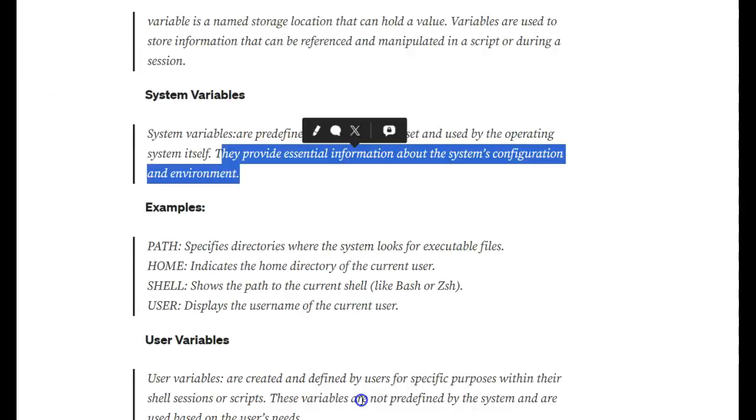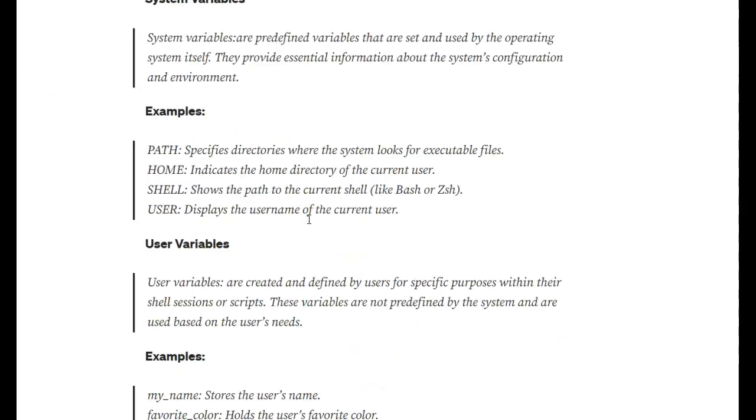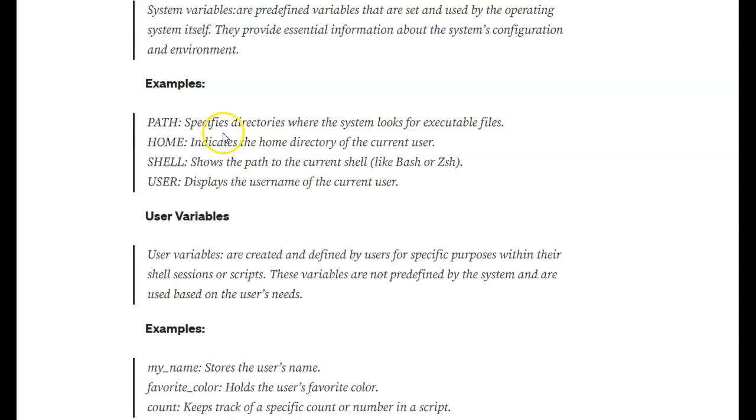Let's go back to the article. For example, here's PATH, which specifies directories where the system looks for executable files. HOME indicates the home directory of the current user. SHELL shows the path to the current shell. USER displays the username of the current user. There are many system variables, but these are the ones we use a lot.